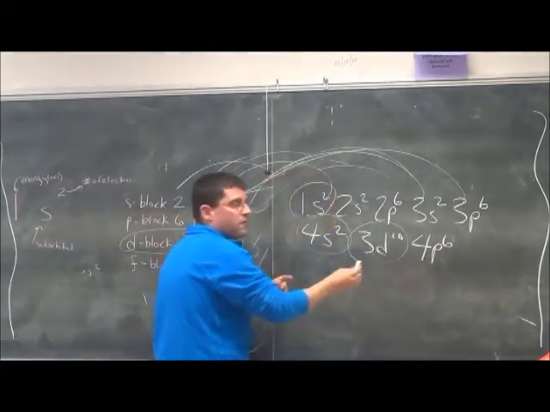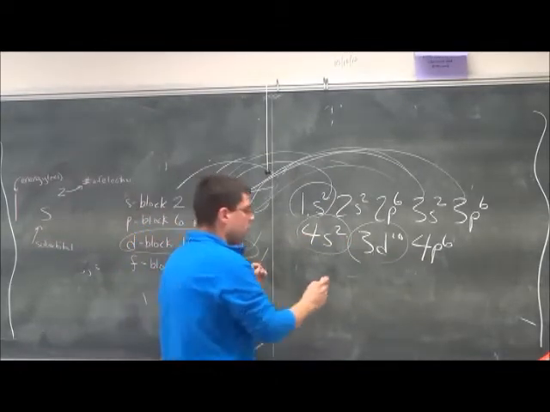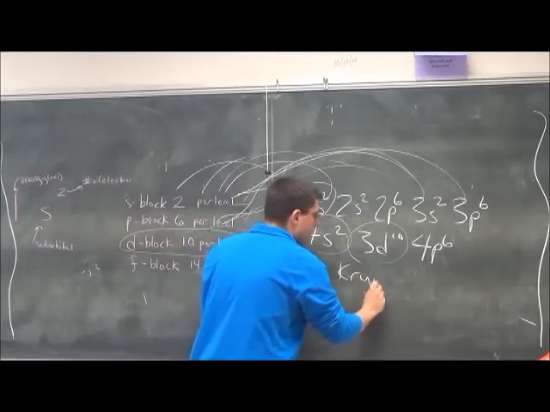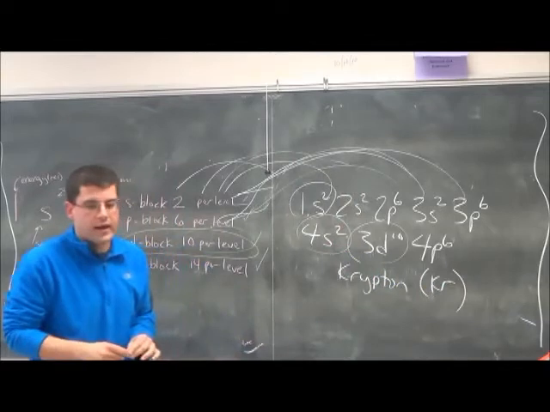1, 2, 3, 4, 5, 6 in the 4th level, we currently have krypton. So this answer is krypton, Kr. And here's the cool part.